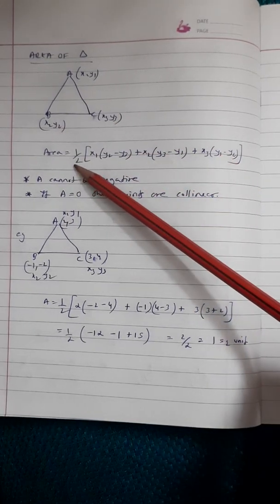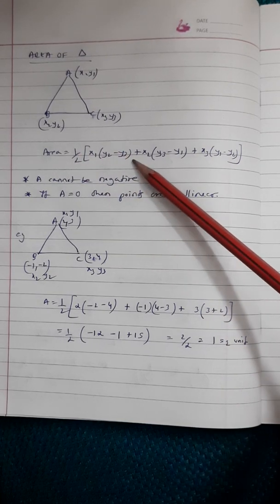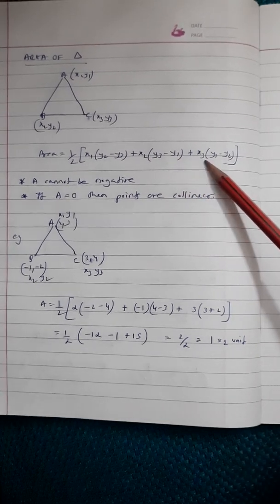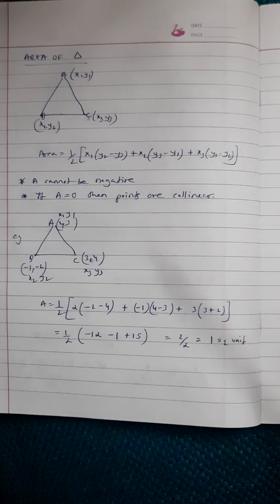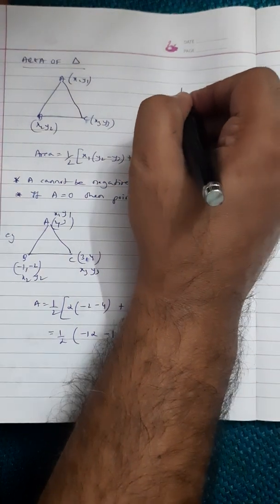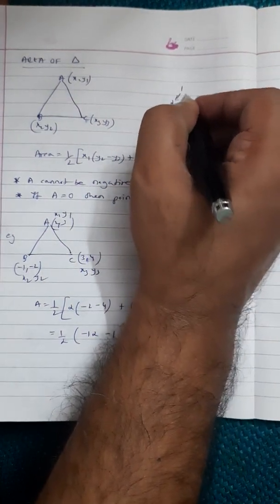Note down the formula for area of triangle. It is half x1 (y2 minus y3) plus x2 (y3 minus y1) plus x3 (y1 minus y2). Okay, so this is in a cyclic order. It's long, but it is not confusing. Actually, it's in order. See here, 1, 2, 3. So there's an order being followed here, 1, 2, 3.